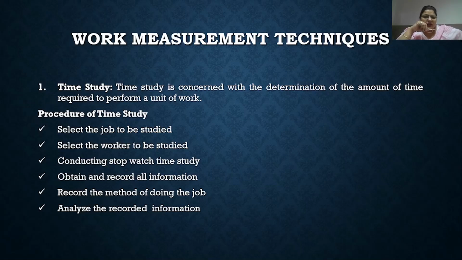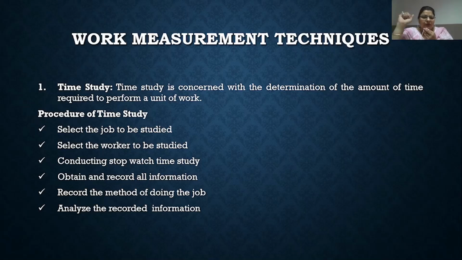Number one, select the job to be studied. Which job you are going to study is required for a time study. Next is to select the worker to be studied. Here we check the individual worker and individual working time, so select the worker you are going to study. Next is conducting a stopwatch time study. Here we use a stopwatch to measure how much time the worker consumes.